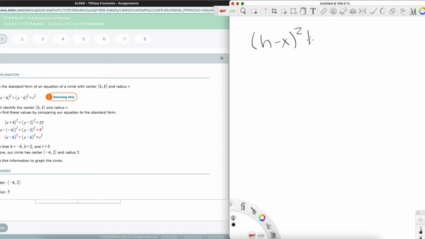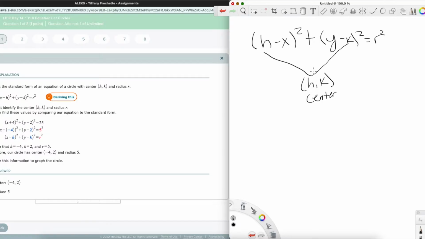If you have your notes pages open, this should be on your notes pages already because you should have filled this out in class, or maybe you're filling it out right now. So this is the equation of a circle. And H, K, that's our center. So this is our center, H, K.